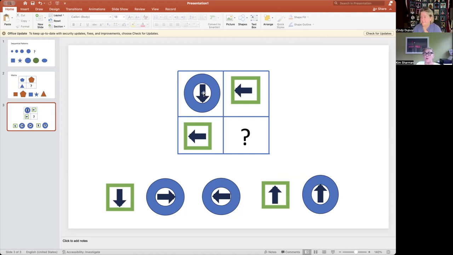I probably, if there had been a picture of a circle with an arrow pointing down, I would have picked that one if I didn't think deeply about it. You know what I mean? Yep. And we should have put that one in. That would have been a good foil.